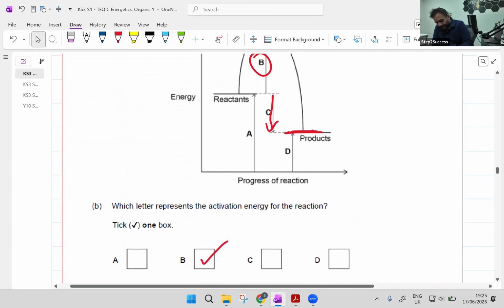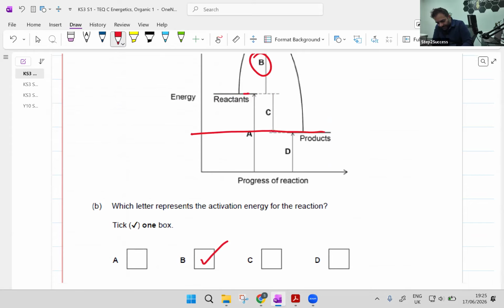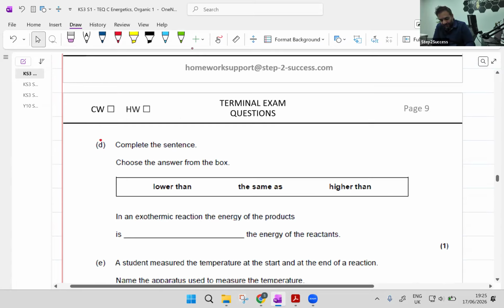This line here shows you the energy of the products. This shows you the energy of the reactants. That's what you start with. And that, you see, is lower or less than that. That's what makes it an exothermic reaction.